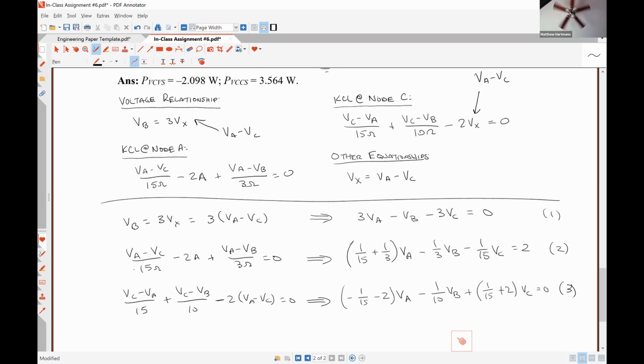All right, let's just double check. 3 minus 1 minus 3, 0. 1/15 plus 1/3, minus 1/3, minus 1/15, positive 2. Minus 1/15, minus 2. Oh, I'm still getting 6, 0, and 6. So that would mean Vx is 0. What dumb mistake am I making?